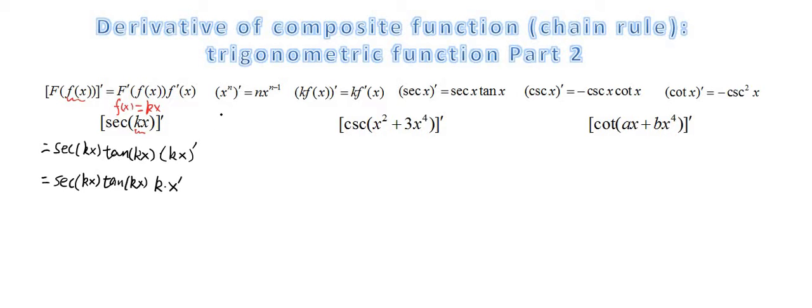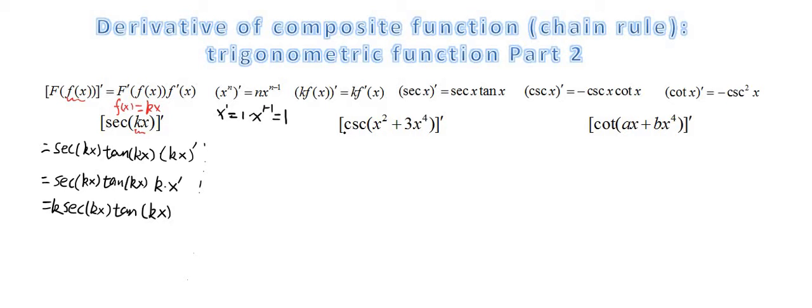And using the power rule, the derivative of x, because the exponent is 1, so n equals 1. So x to the power 1 minus 1 is x to the power 0, and x to the power 0 is 1. So the derivative of x is 1. Now we can simplify it. We have k secant kx times tangent kx.